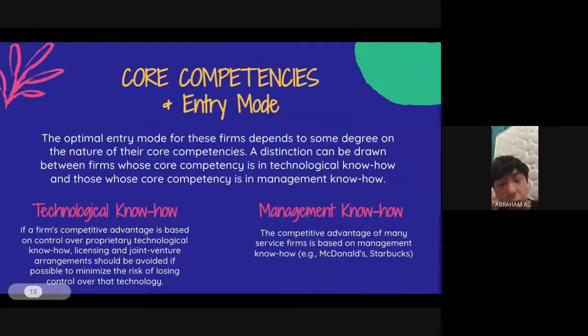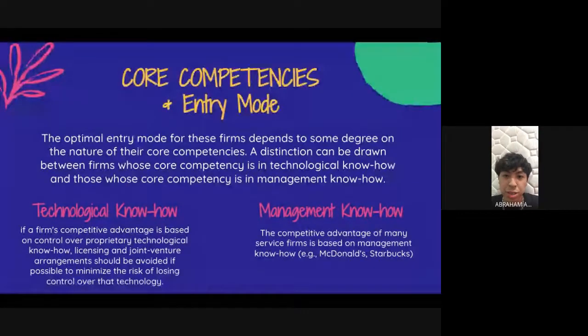Okay, now we're going to talk about core competencies and entry mode. The optimal entry mode for these firms depends to some degree on the nature of their core competencies. A distinction can be drawn between firms whose core competency is in technological know-how and those whose core competency is in management know-how. The first one is technological know-how.